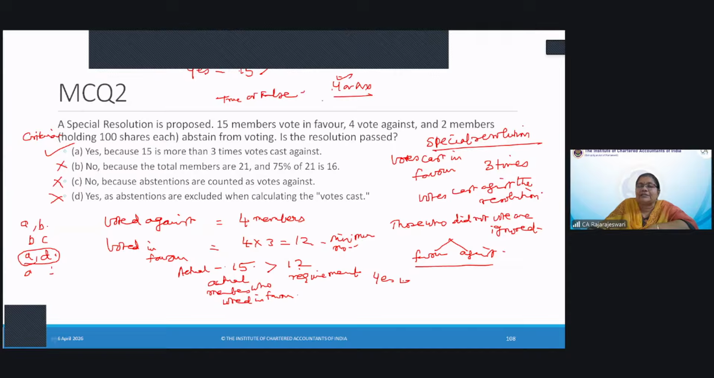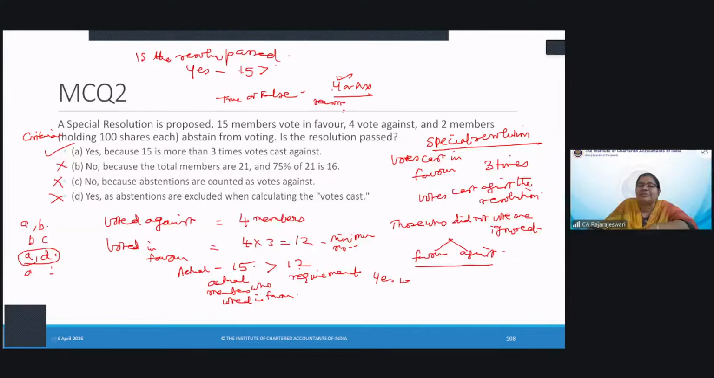What is the reason? Then go to the reason. Which reason is better? Which reason is most appropriate? So this reason is not appropriate. Only this reason is appropriate. So the answer is A.